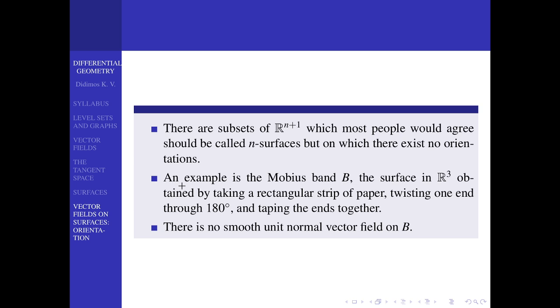So, for example, we consider the Mobius band. In our textbook, we have one example of such a level set, that is the Mobius band B. That is a surface in R^3 obtained by taking a rectangular strip of paper, twisting one end to the other end through 180 degrees and taping the ends together. There is no smooth unit normal vector field that can be defined on that surface B.